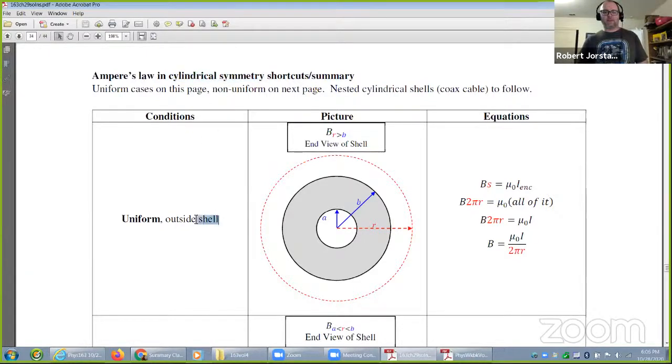So let's say you have a uniform wire and you're outside the shell. Well, we know that B times S, we're now using S on the left side instead of area, is the distance around, 2 pi r. The current enclosed is all of it. So we get the exact same result for a cylindrical shell as we do for a solid wire. Shocking.